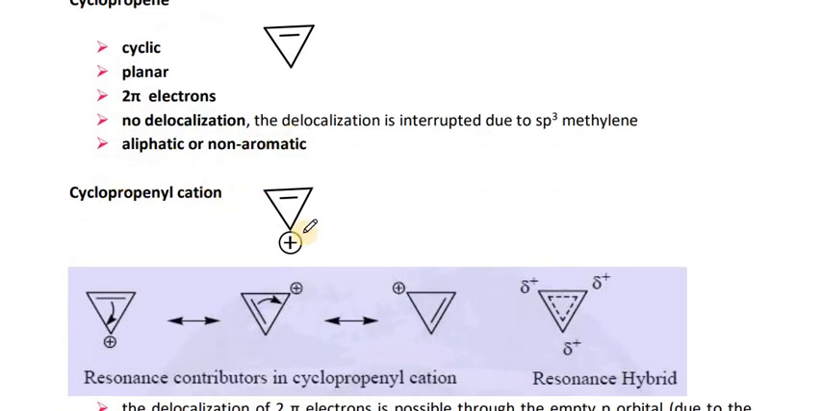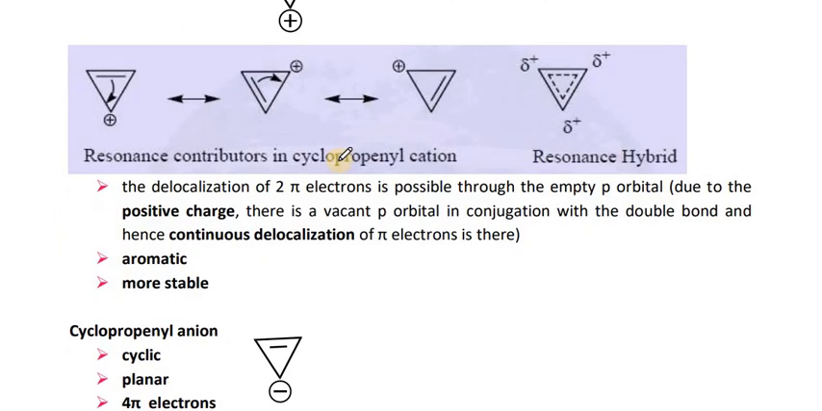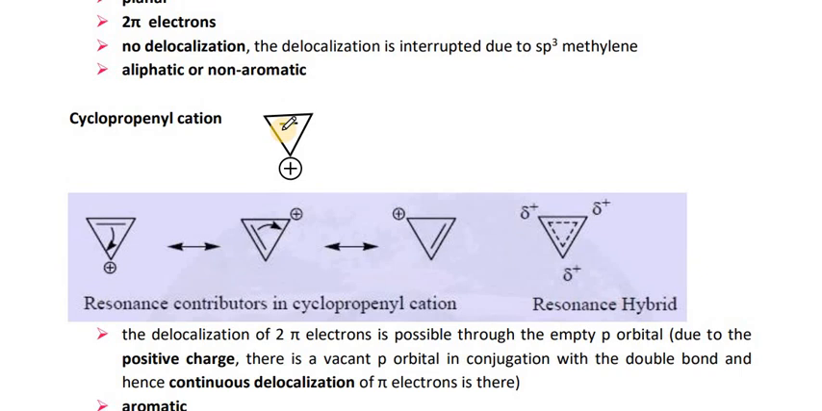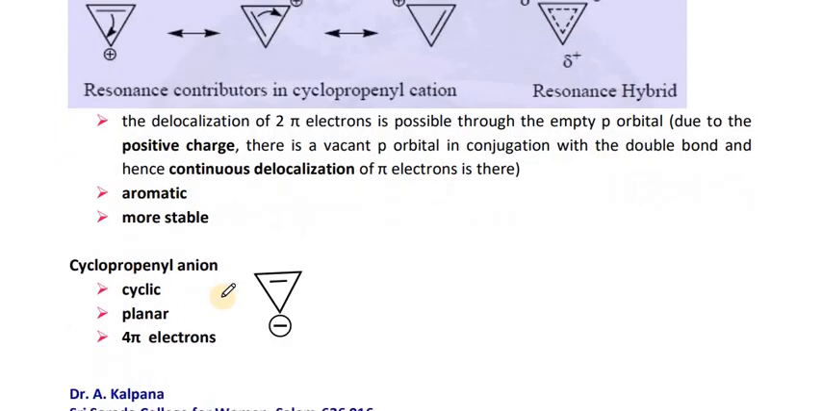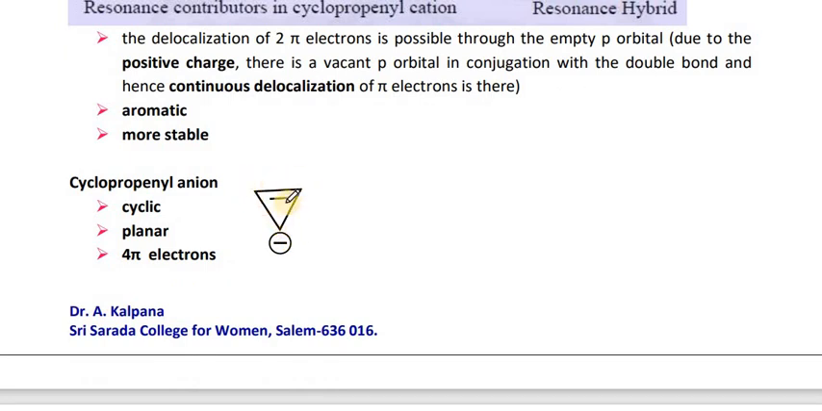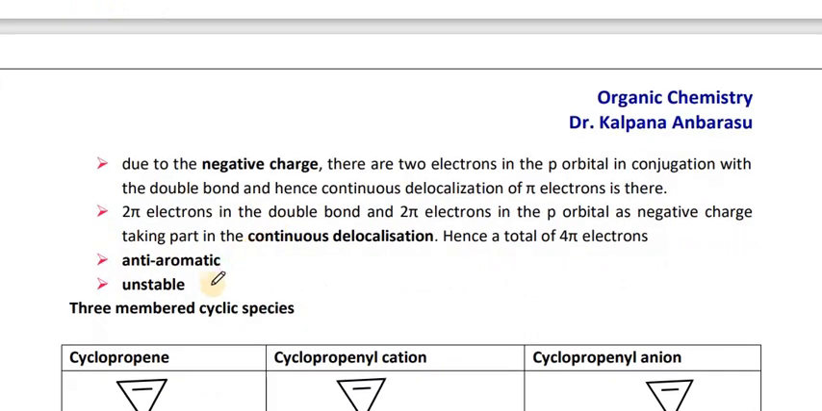Coming to the cyclopropenyl cation, it has resonance structures. The cyclopropenyl cation is cyclic, planar. It has 2 pi electrons and also a positive charge. Therefore, there is a continuous delocalization of pi electrons between the 3 carbon atoms. Therefore, the molecule is aromatic and more stable. Coming to the anion, the anion is also cyclic, planar, but it has 4 pi electrons and continuous delocalization and falls under the category of anti-aromatic and unstable.